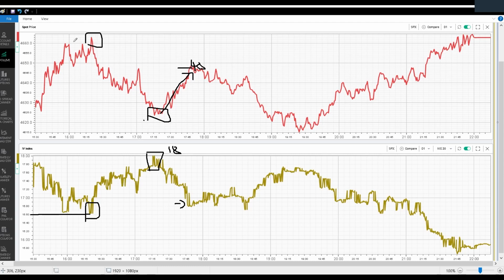The last time IV was in this area, the spot was trading around 63. So last time we got to this level, the spot was trading between 60 and 63. That was this point and that point.